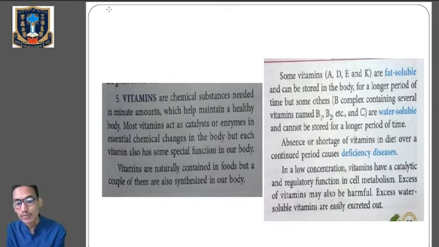Now the next one is water, which is indispensable. About two-thirds of our body weight is water. Function of water: it acts as a solvent in the body for thousands of organic and inorganic substances.